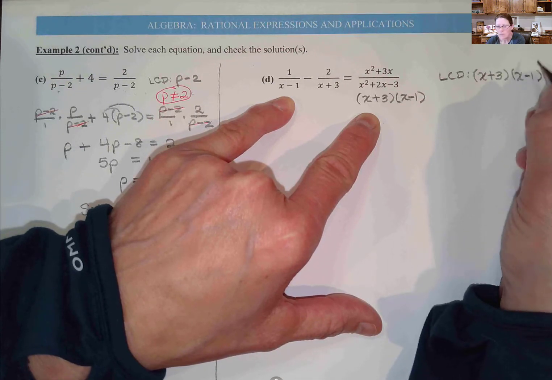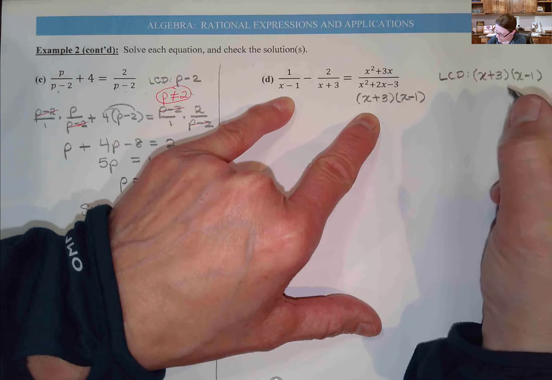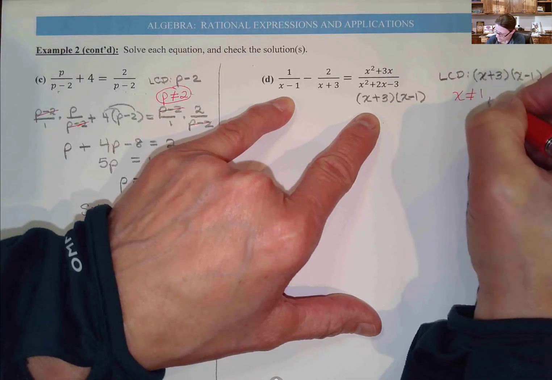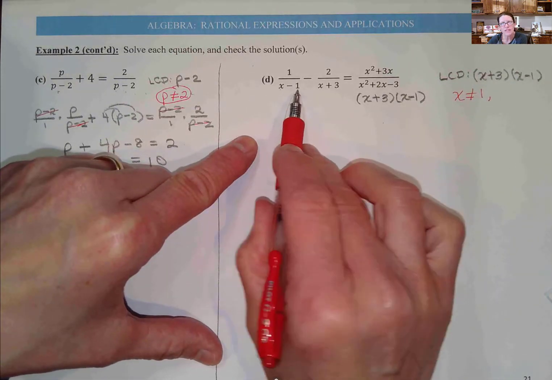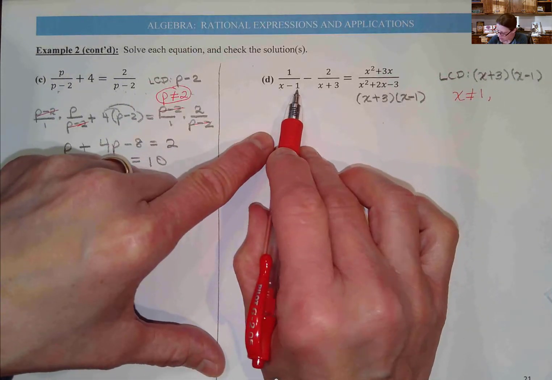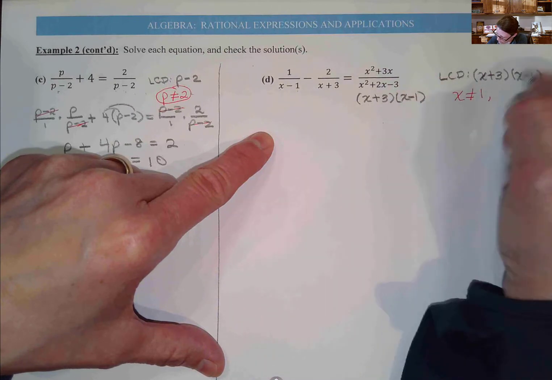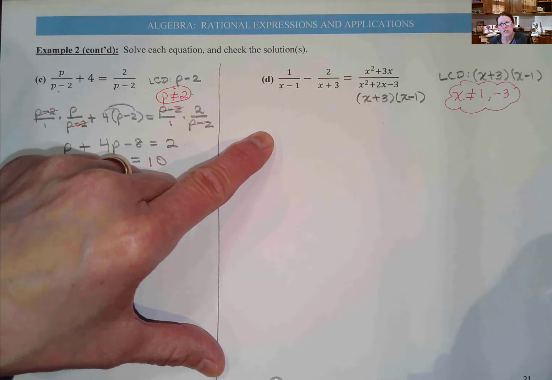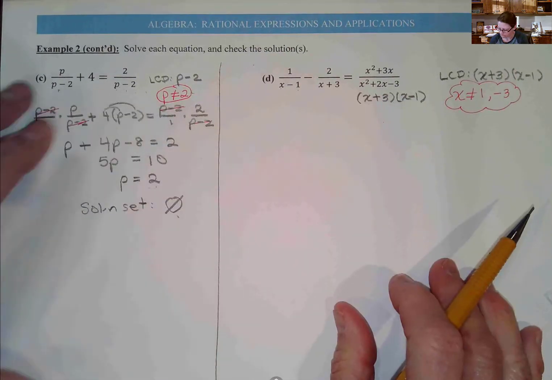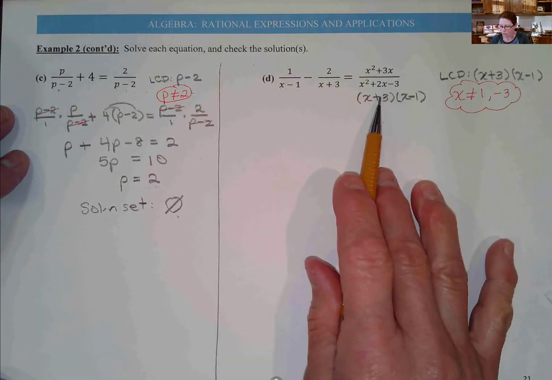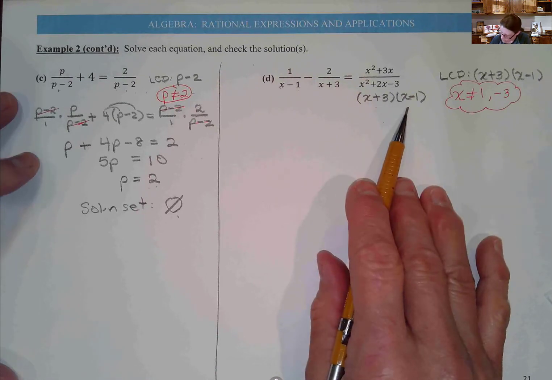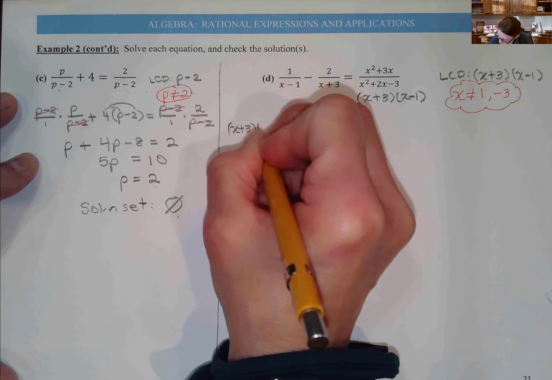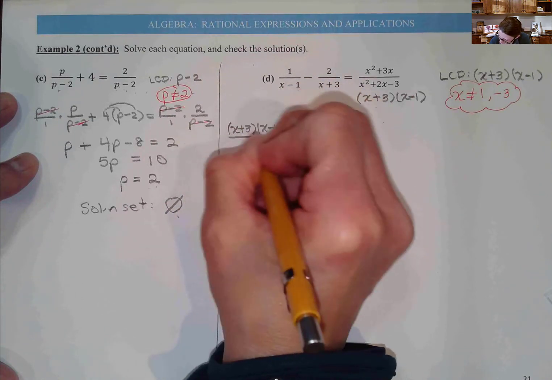I'm going to make a quick note to myself that x cannot equal 1 because 1 minus 1 is 0. That's a 0 denominator. And x cannot equal negative 3. So in the end, if either of those is a proposed solution, we will omit it. Now let's multiply each term by x plus 3, x minus 1. Every term on both sides.